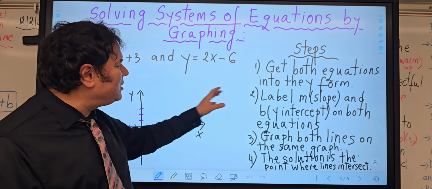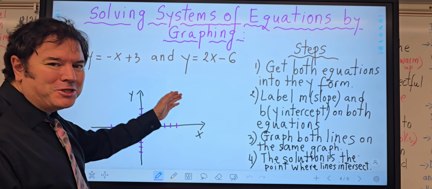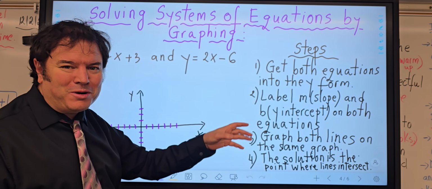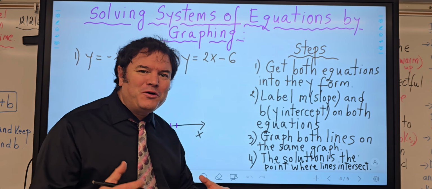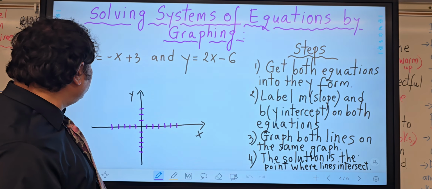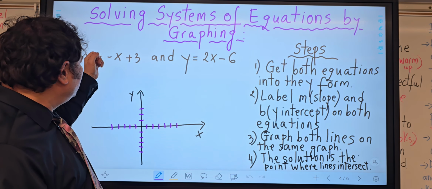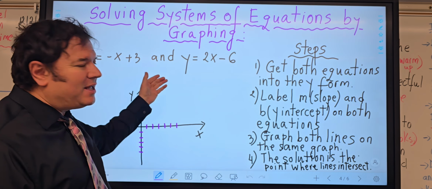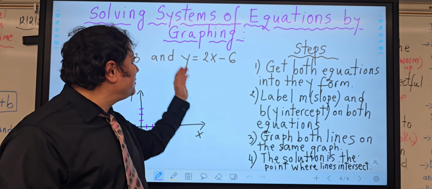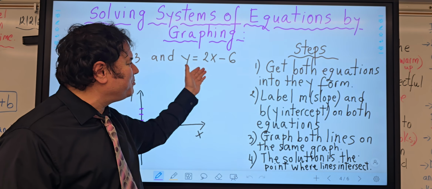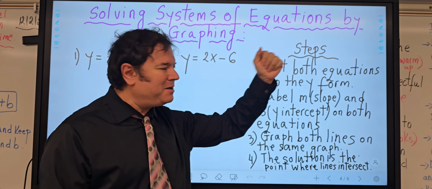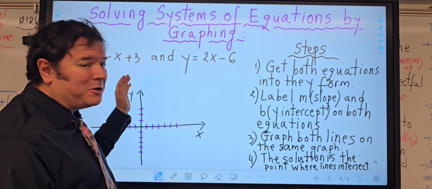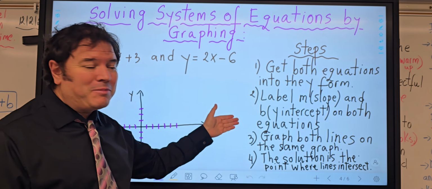So step number one would be to get both equations into the y form. We want to make sure that y is by itself in both equations. So in this case, we have y by itself equals negative x plus 3. And the second equation, we also have the y by itself, y equals 2x minus 6. So the first step is already done because both equations are in the y form. Let's look at step number 2.